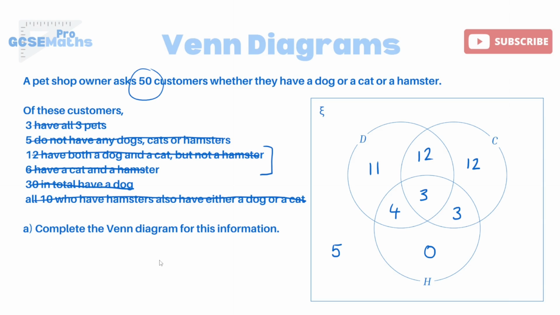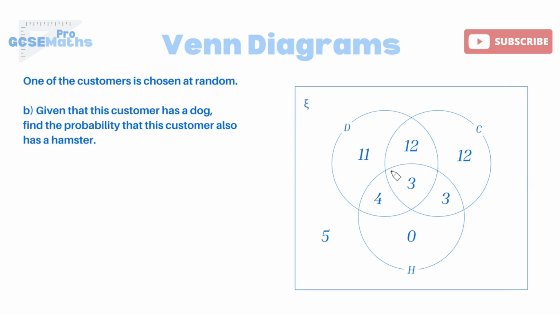So that was part A to complete the Venn diagram. Often there will also be a part B. So for our part B, I have just copied it down here, the same Venn diagram. We've got that one of the customers is chosen at random. So one of the 50. So out of the whole Venn diagram, one of the 50 is chosen at random. Given that this customer has a dog, find the probability that this customer also has a hamster.